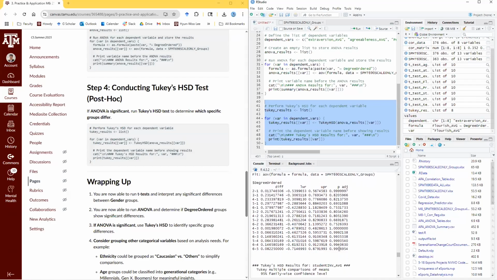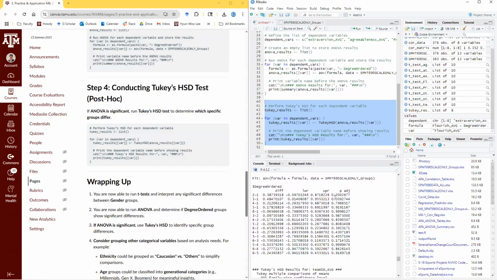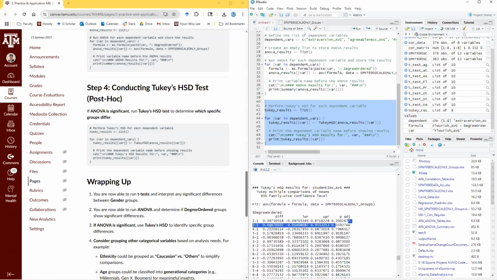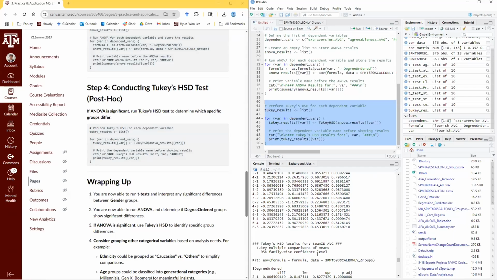In terms of state hope, we didn't find any significant differences. In terms of student involvement, juniors had a significantly higher involvement than freshmen. So from our sample, juniors are very highly involved, and I think they have a lot of interest in the football team's performance as well because they're invested in school activities.